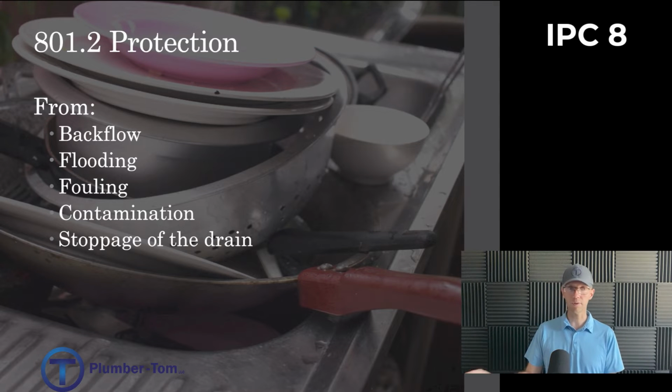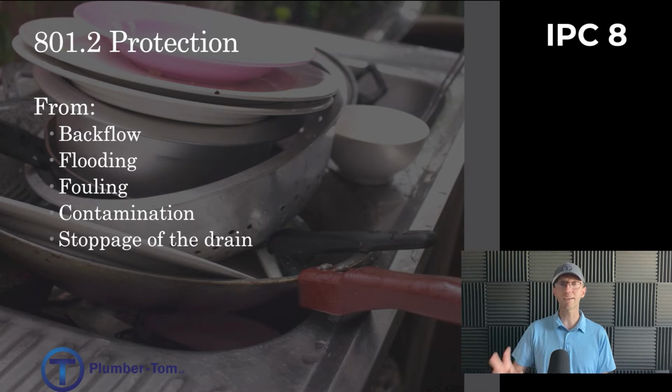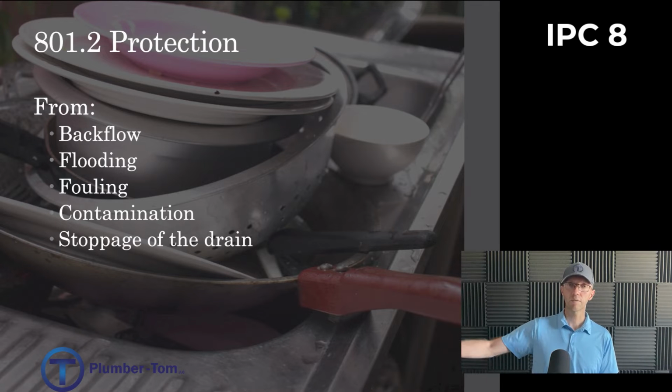Now, fouling is more than just backing up. We're talking about that awful, nasty, stinky, gross growth that happens inside of every drain naturally. If you've been a plumber for long and you've ever cut into an existing drain, you see it. You see what grows inside those drains. That's the sort of stuff that we don't want, for example, in our food prep sink. So we're preventing contamination and also the stoppage of drain. All those things are on the list of our protections when we're looking at these appliances, apparatuses, fixtures.